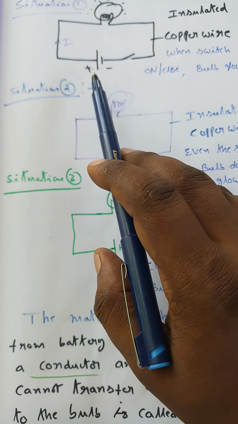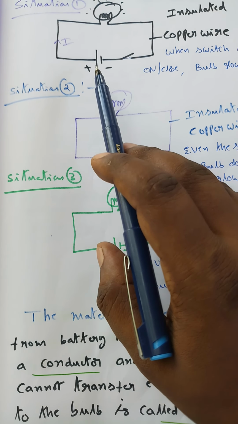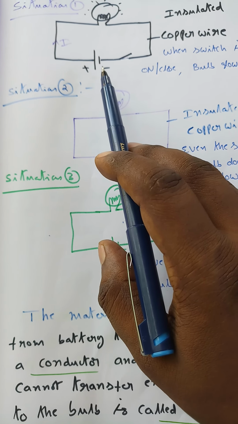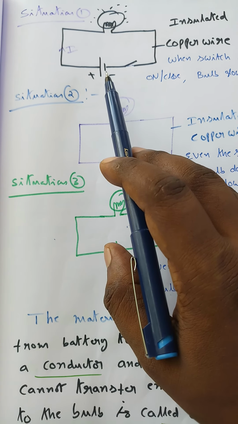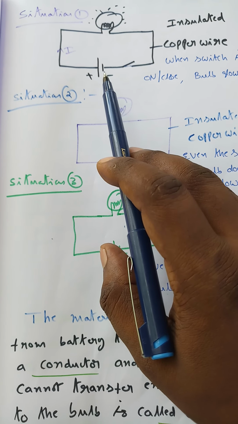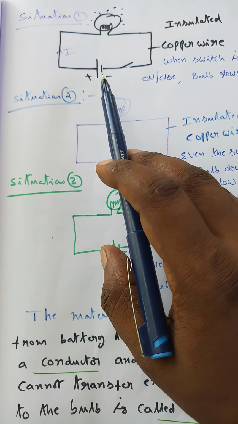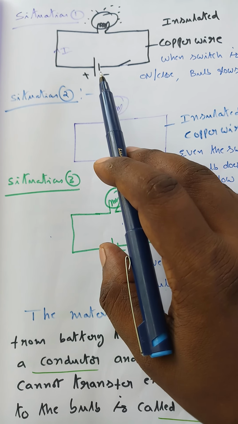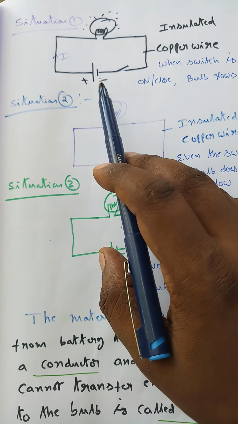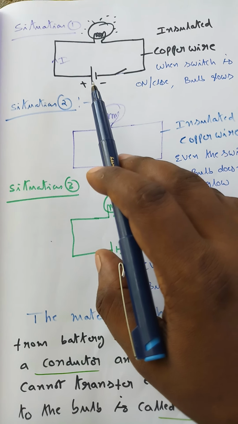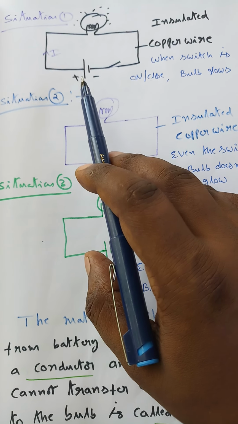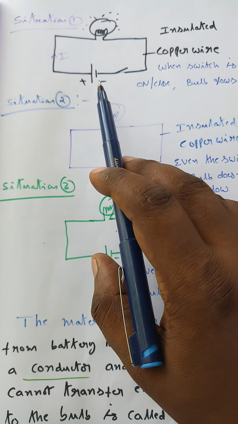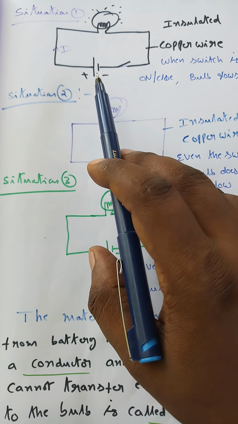So here, this positive sign represents the positive terminal of a battery, and this negative sign indicates the negative terminal of a battery. If you see a battery, you can find at one end a positive symbol, at another end a negative symbol. That is, one is a positive terminal and another one is a negative terminal.